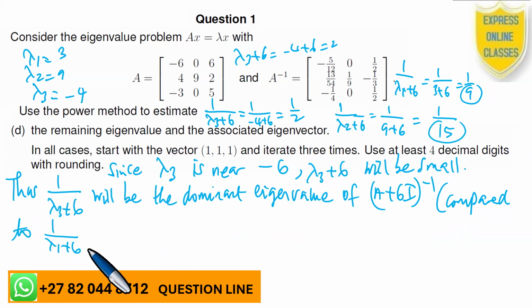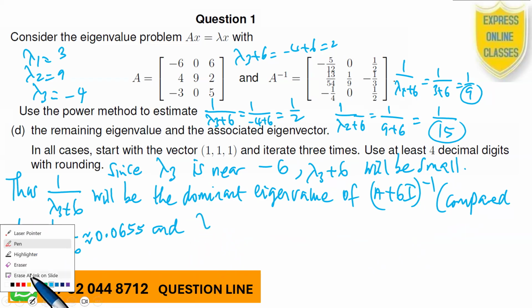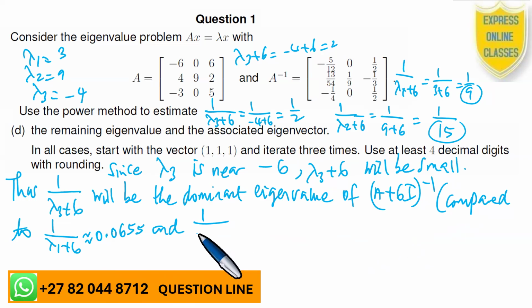Thus, this one will be the dominant eigenvalue of the inverse matrix compared to 1 over lambda 1 plus 6, which is approximately 0.0655, and 1 over lambda 2 plus 6, which is 0.1190.